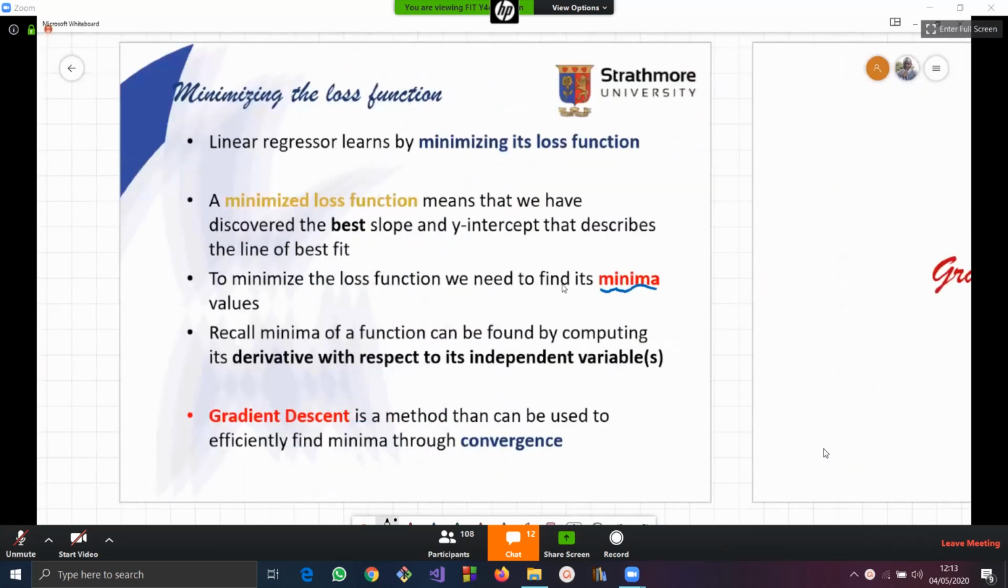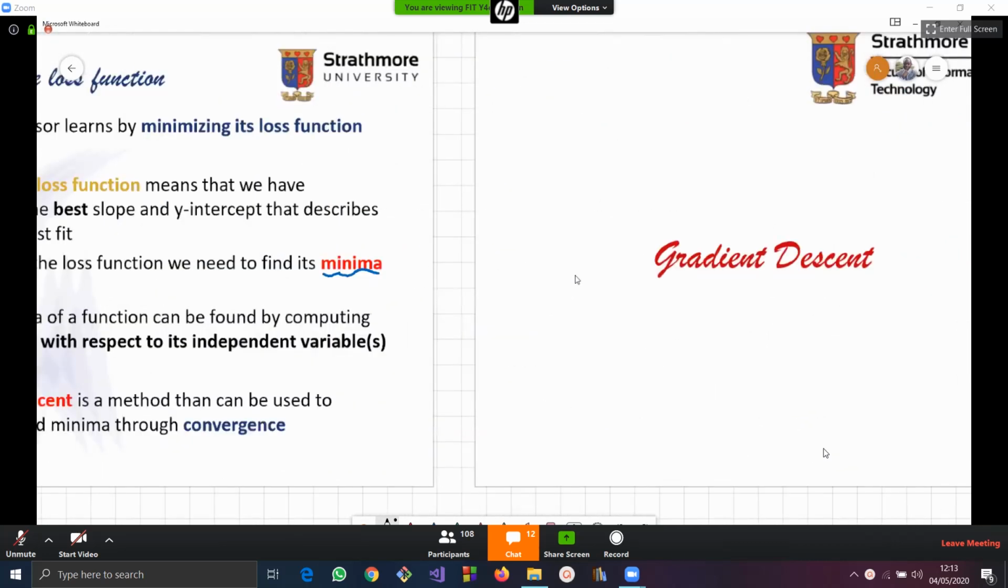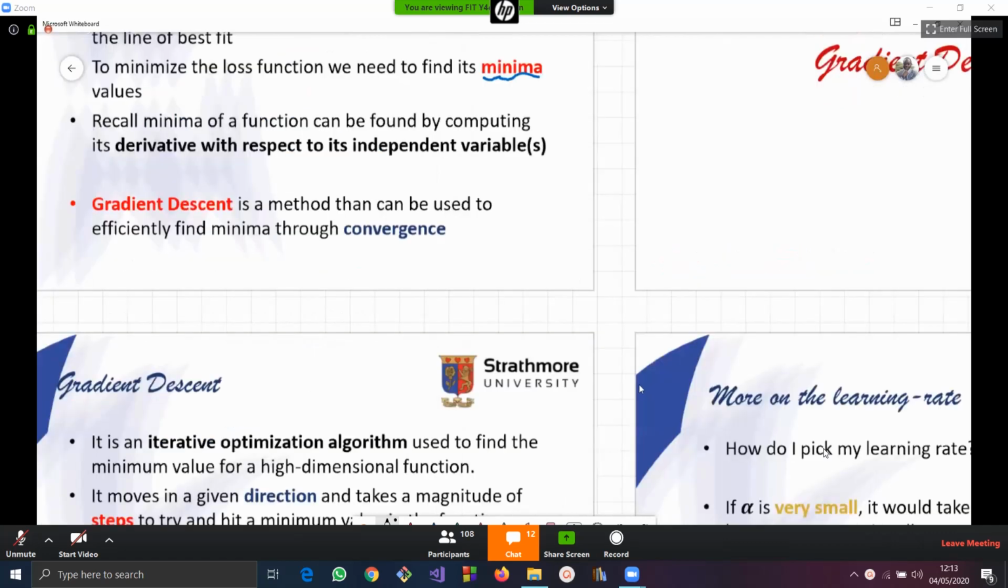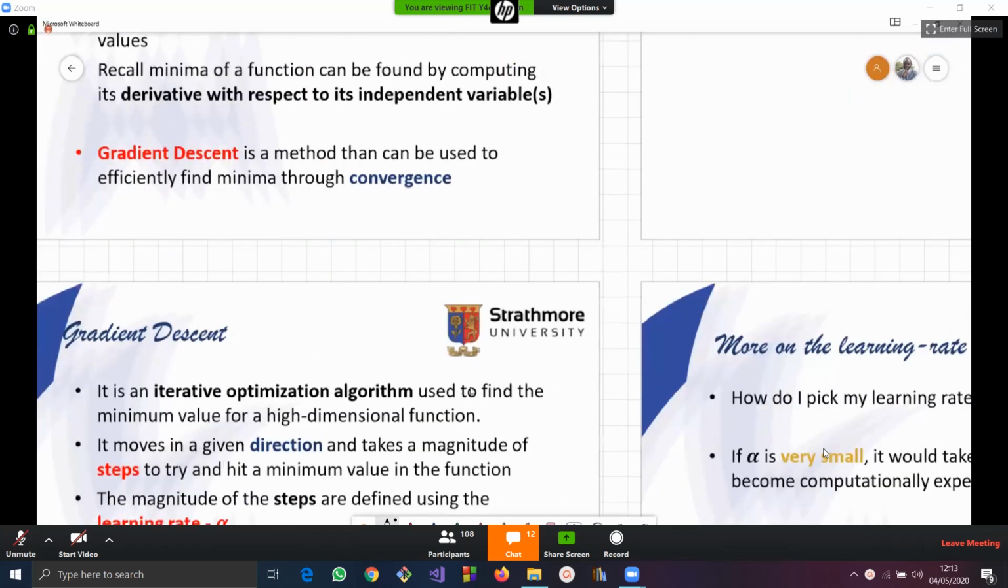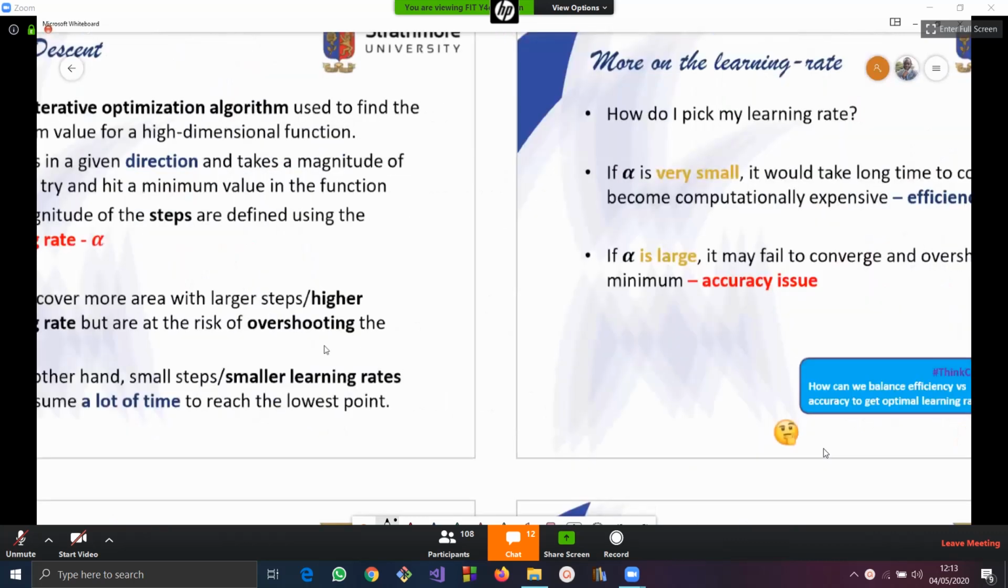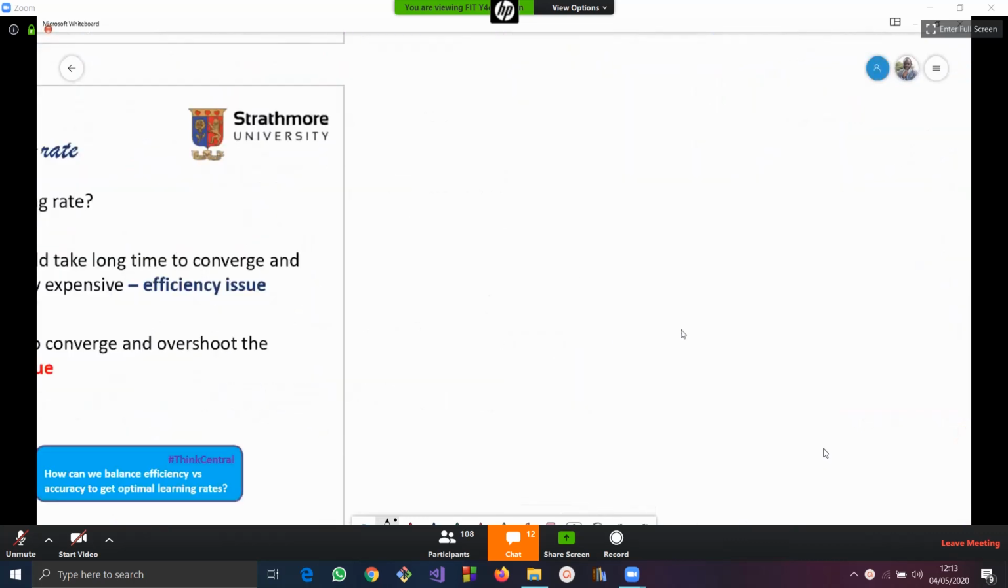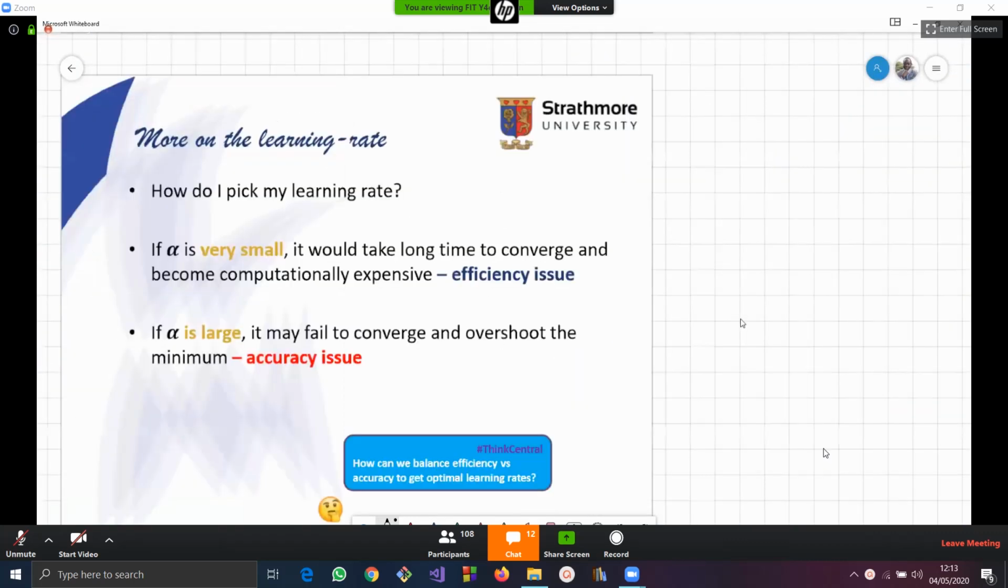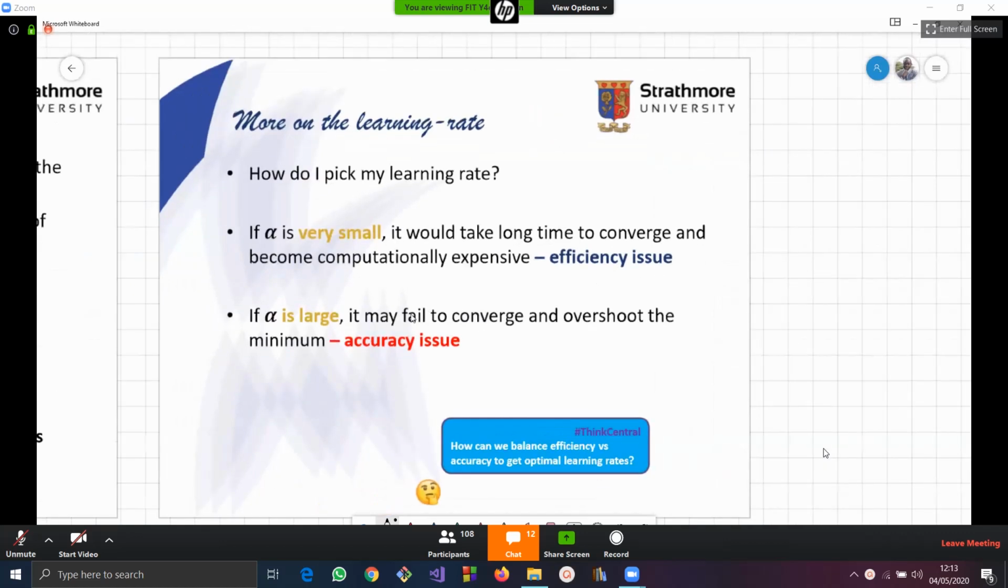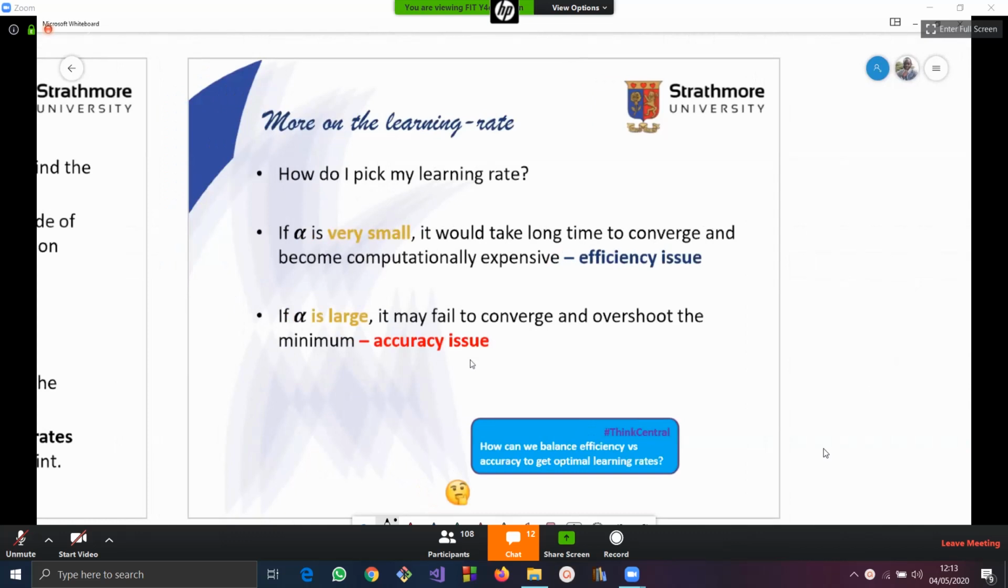So how can we converge? Down here you can read. Now, with a small learning rate, I take more time, which is the issue. If the learning rate is too high, there is an accuracy issue. Most likely, you will never converge at the minimum.